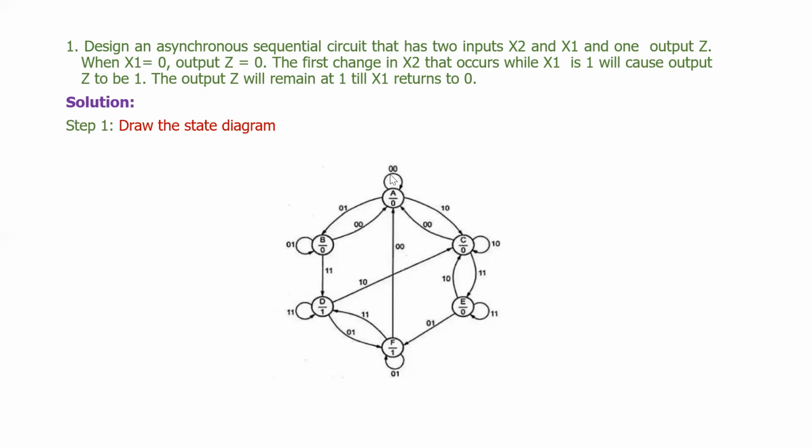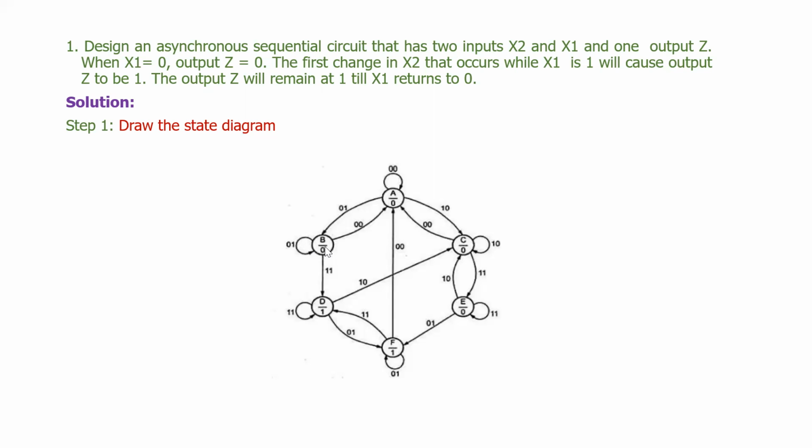Now, there will be a chance of one input changing. So from 0, 0 to 0, 1 or 1, 0 change. A 0, 1 change means here x1 is 1, but x2 does not change, so output is equal to 0. Now the 1, 0 change: x2 is the first change, but x1 is 0, so output is equal to 0.